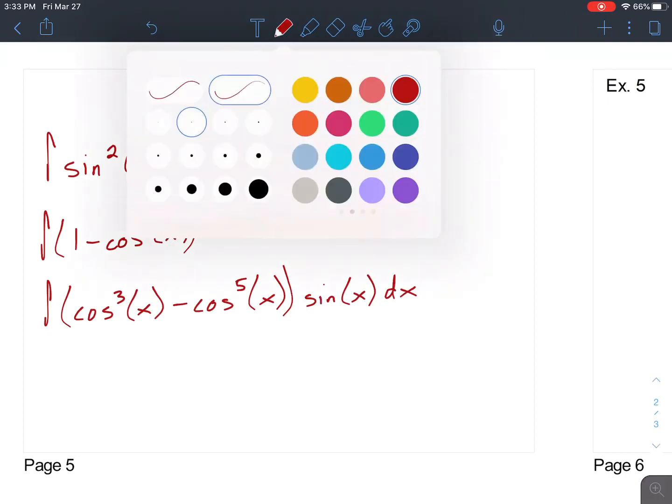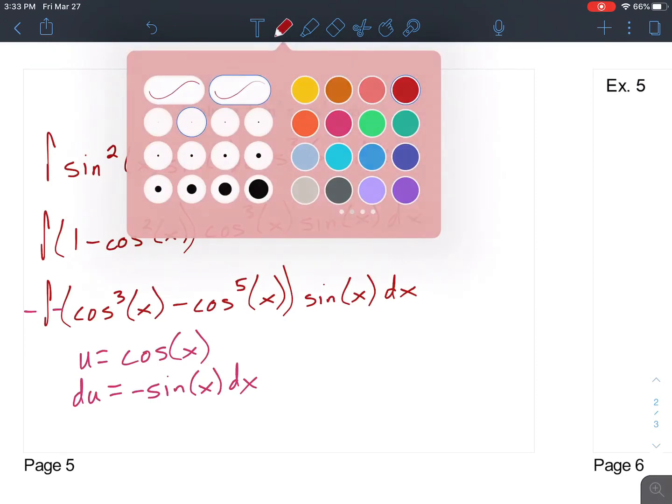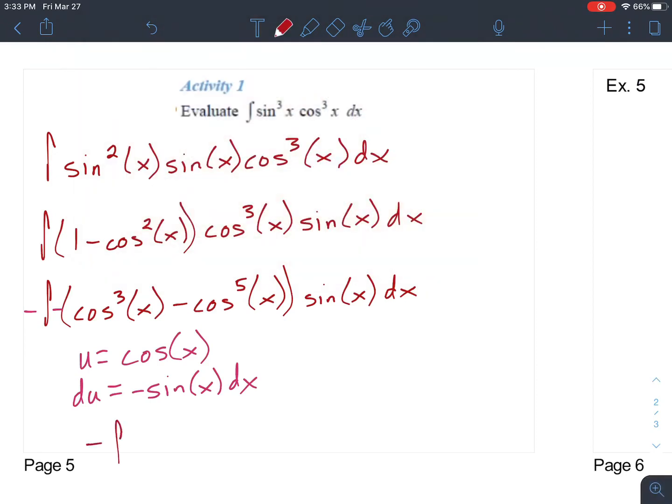We can do a u substitution. Again, it looks just like our last one. U is going to be cosine, du is going to be negative sine, include dx. We need a negative inside and outside our integral. So now we're going to have negative, and then it will be u cubed minus u to the fifth du.